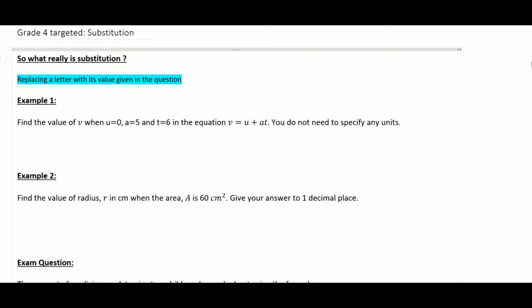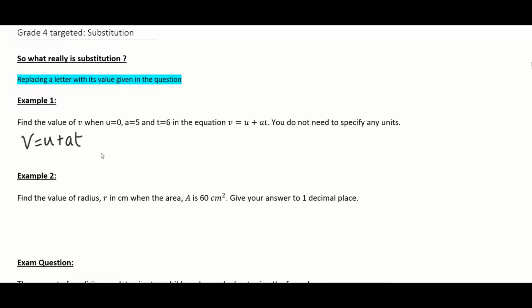I'd advise that you read the question again just in case you missed some important words or information. If you read it the second time around, you will understand the question much better. So let's read the question again. Find the value of v when u equals 0, a equals 5, and t equals 6 in the equation v equals u plus at. You don't need to specify any units. Okay, so write the formula down: v equals u plus at.